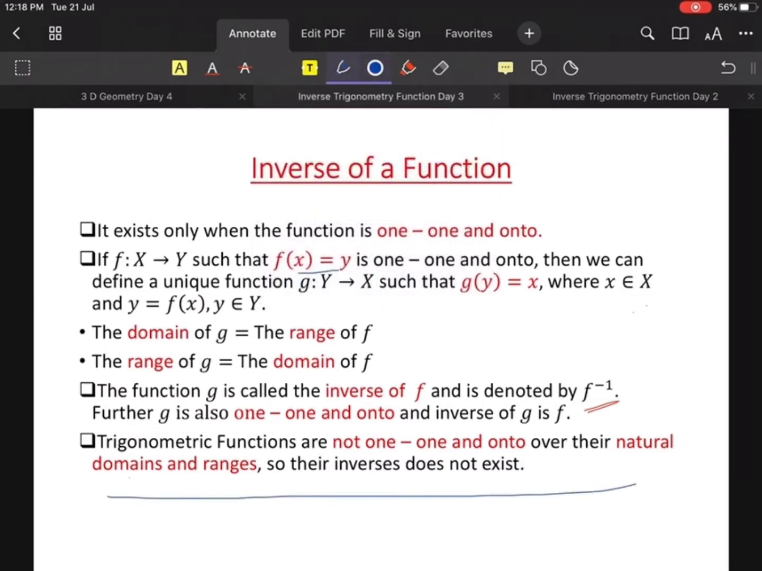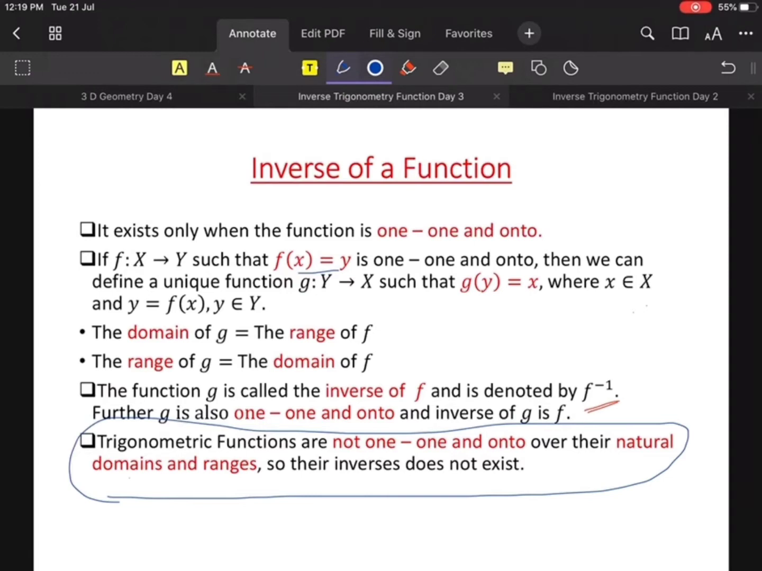Now the last line is the most important thing. Trigonometric functions are not 1-1 and onto over their natural domains and range, so their inverses do not exist. We are discussing the chapter on inverse trigonometric functions. Obviously we need to find inverses of trigonometric functions, but the trigonometric functions are not 1-1 and onto over their natural domains and range. Natural domain and range means the domain and range which they actually have. In that domain and range, trigonometric functions are not 1-1 and onto, so their inverse does not exist.